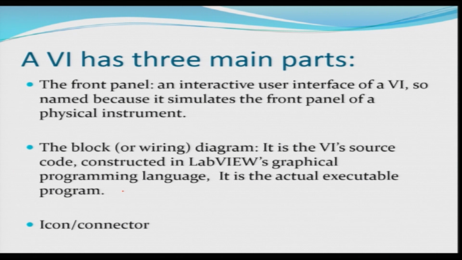As I said earlier, the VI has 3 main parts: the front panel, this is an interactive user interface of a VI, so named because it simulates the front panel of a physical instrument. The block or wiring diagram is the VI's source code constructed in LabVIEW's graphical programming language, it is the actual executable program, and there is another connector or icon module which connects the flow of the data.